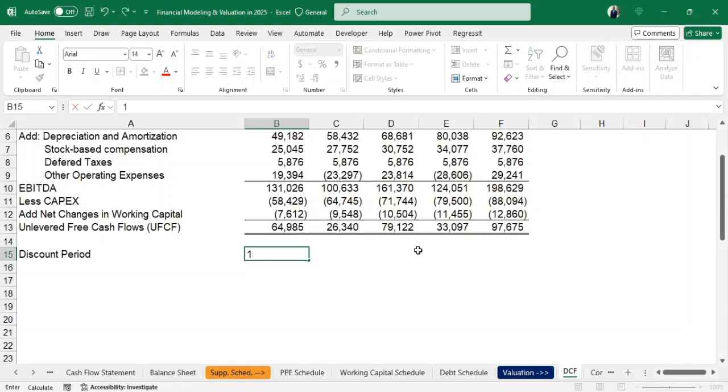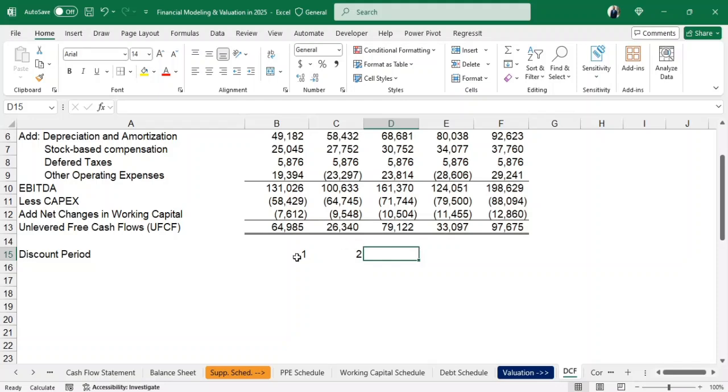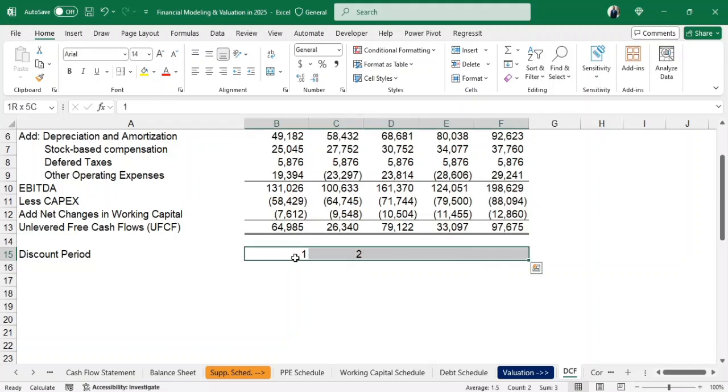So I'm going to have 1 year, which is period 1, period 2, like that, and then I can copy this. Sorry. So let me select these 2 items, and I can use the autofill to fill that to the right. All right, up to the 5th year. So we have our discount period.